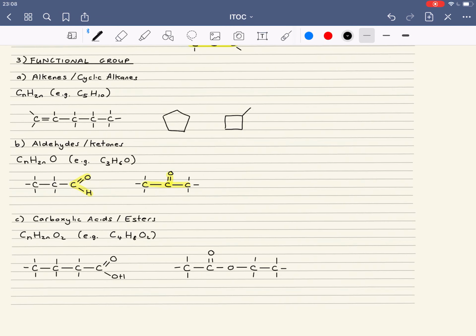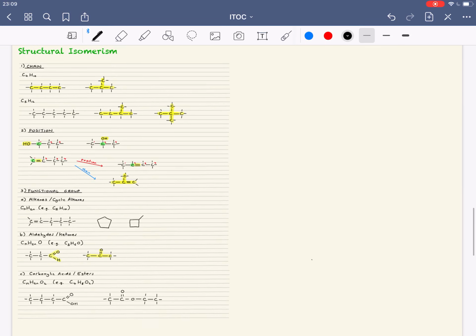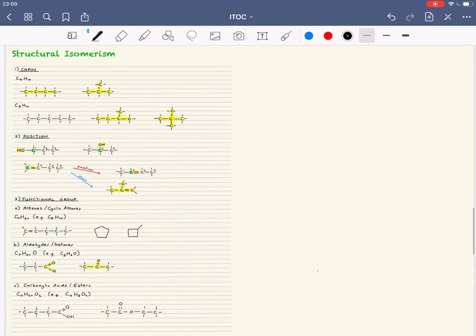So when you see molecular formulas such as CnH2n, it could be an alkene or a cyclic alkane. CnH2nO, for example, C3H6O, could be an aldehyde or a ketone, and CnH2nO2 could be a carboxylic acid or an ester. So they are the 3 different types of structural isomers that you need to be aware of.